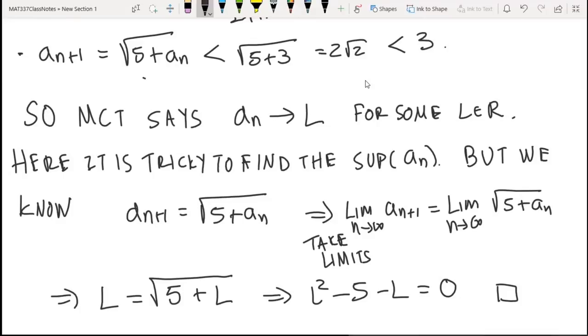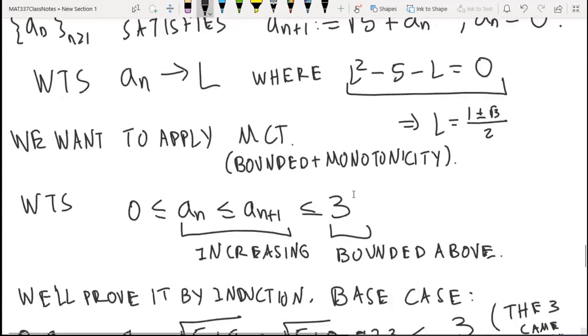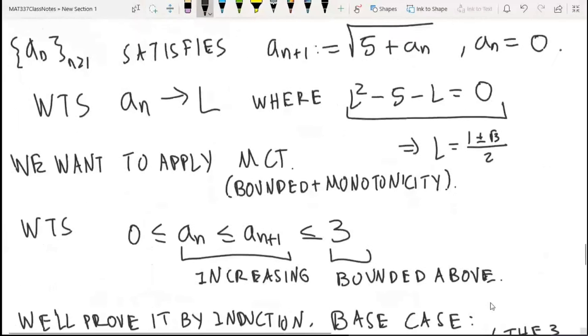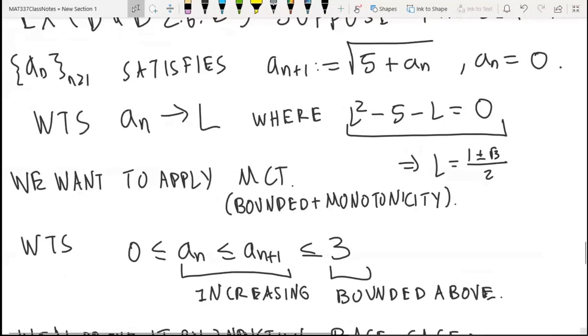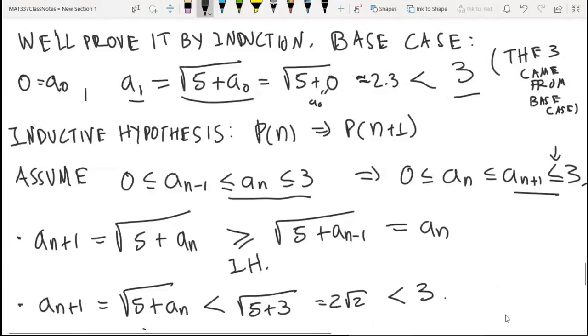The last step will be... no, we want a uniform bound. So that's right, since it's less than... but then we're trying to prove, so the question is, what's the upper bound? We're trying to prove this for all n.